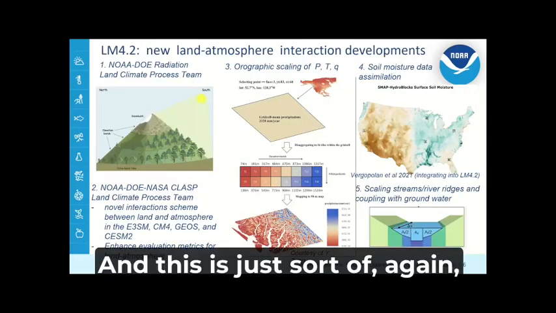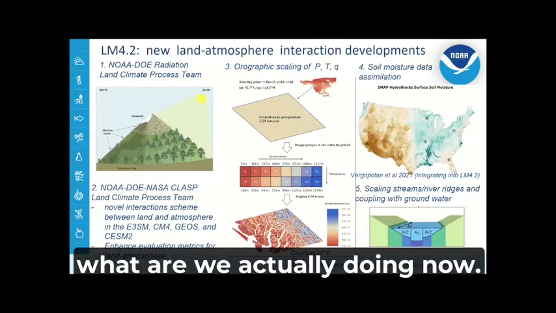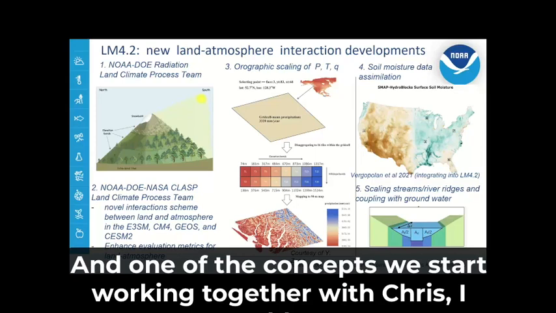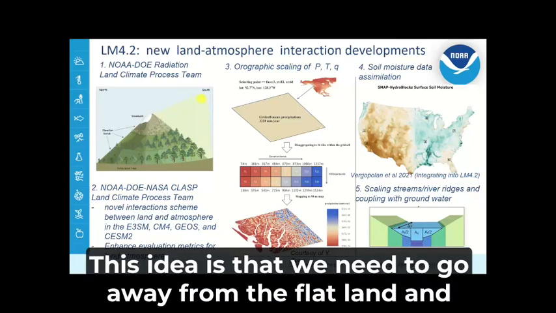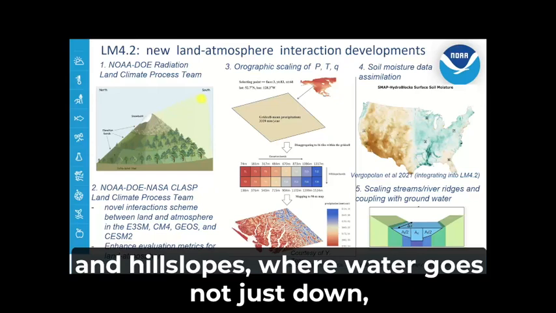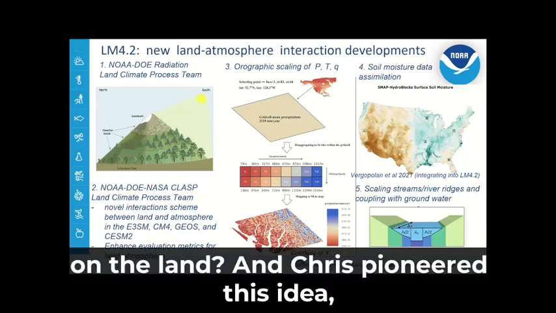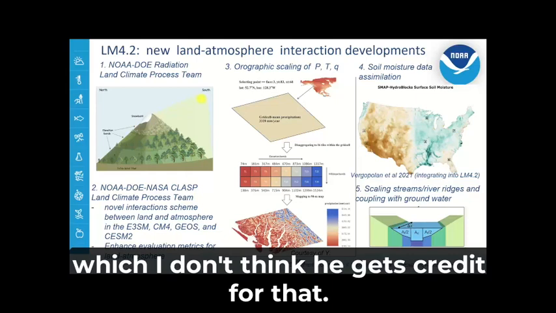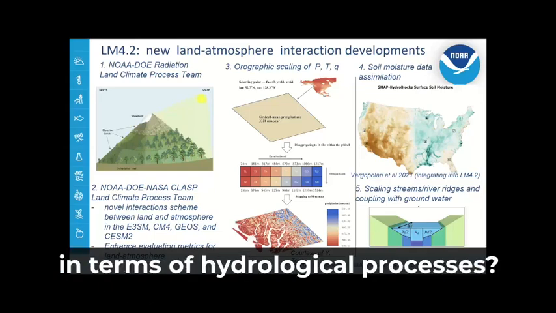And this is just a little dessert on our sampler to show what we are actually doing now. One of the concepts we started working on together with Chris, I would say more than a decade ago, is this idea that we need to go away from the flatland and think about the effects of orography and geomorphology and hill slopes, where water goes not just down, but actually flows in three dimensions on the land. And Chris pioneered this idea, which I don't think he gets credit for, of how to get that complex orography represented in terms of hydrological processes.